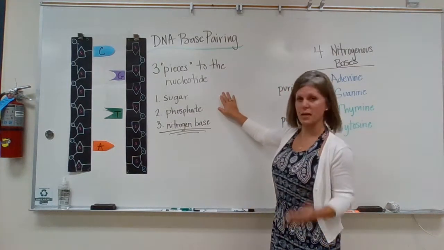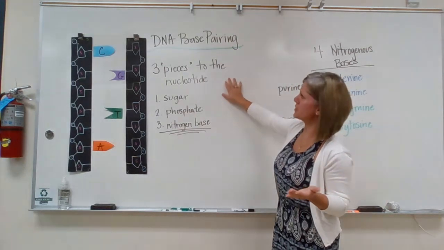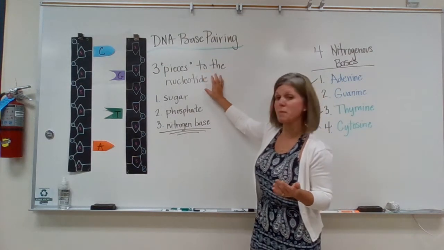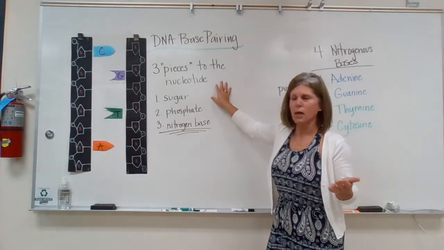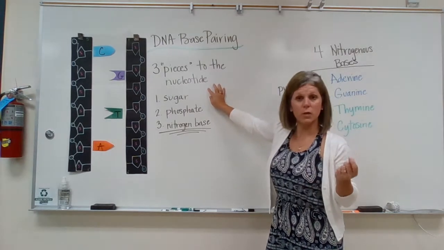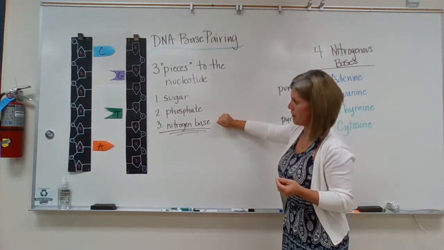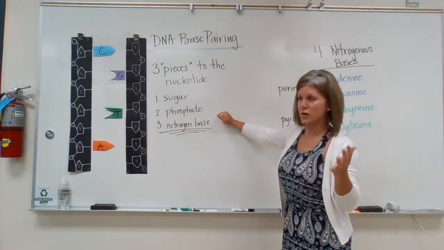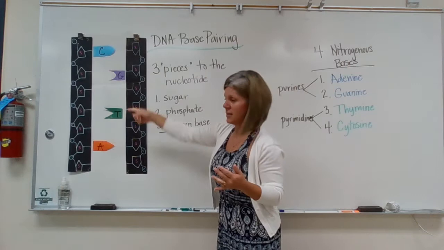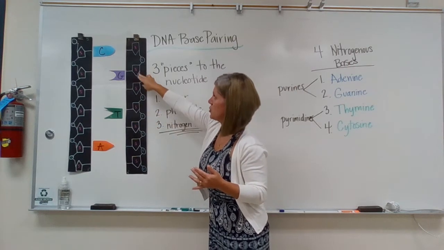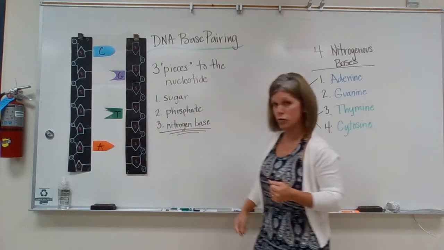If you remember from yesterday's lesson, we took some time to talk about those three pieces of DNA. They make up what we call the nucleotide. And so we talked about the sugar and the phosphate being the backbone of our DNA strand. And if you notice the DNA strands here, you can see the sugars and the phosphates alternating.